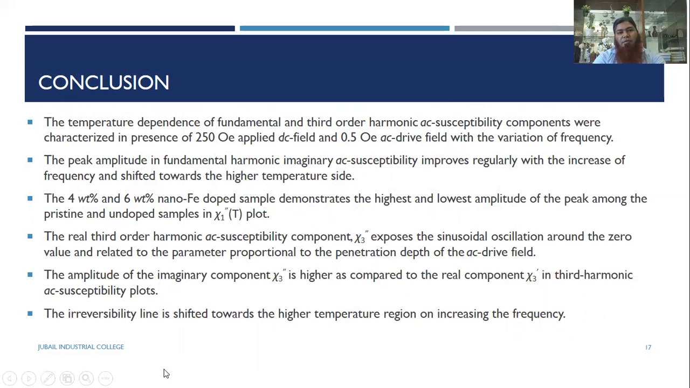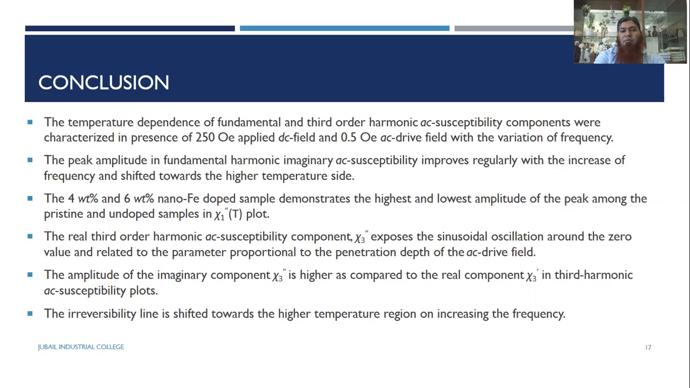So at last, the temperature dependence of the fundamental and third harmonic AC susceptibility components was characterized in the presence of the 250 Oersted applied DC field and 0.5 Oersted AC drive field with variation of the frequency. We also got peak amplitudes in the fundamental harmonic imaginary AC susceptibility which improve regularly with the increase of the frequency and shift toward the higher temperature side. So all the peaks are shifting towards the higher temperature range. We also got the 4% and 6% nano iron doped samples demonstrating the highest and lowest peak amplitude among the pure and doped samples in the imaginary part.